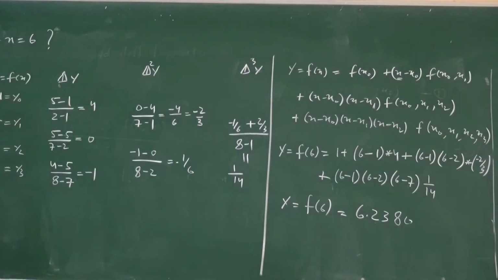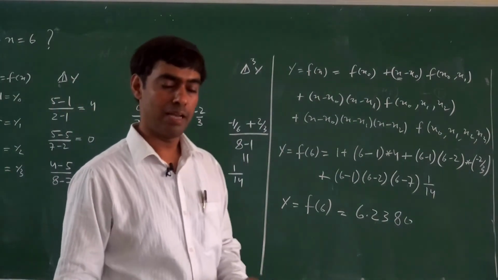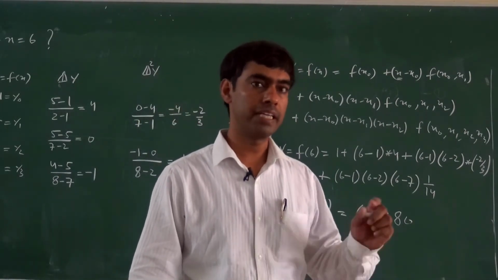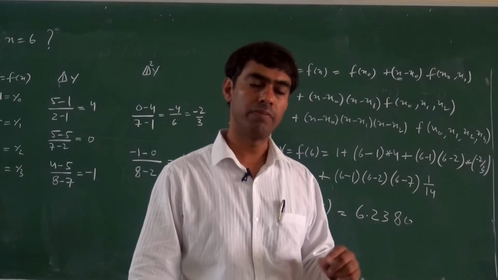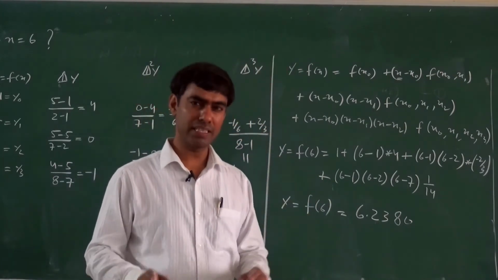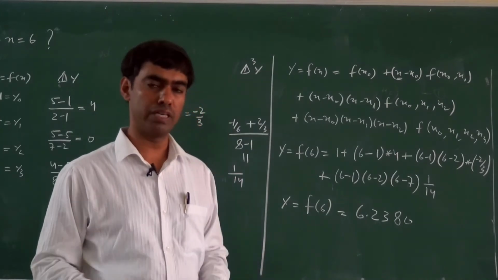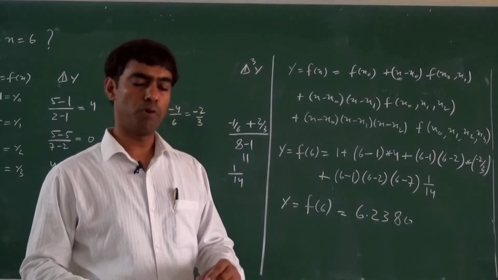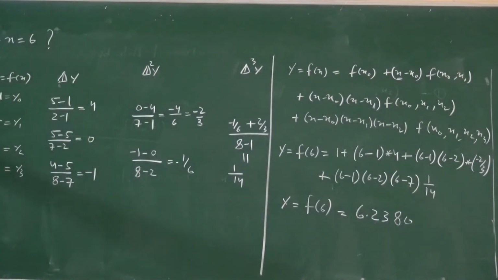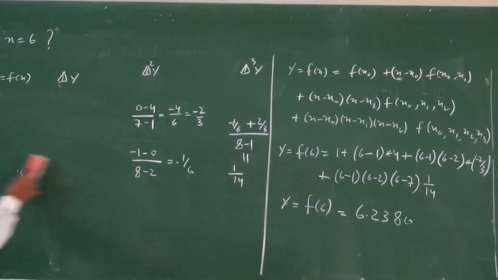Now, how do we find a polynomial which satisfies a given set of tabular values with the help of the Newton divided difference formula? Here we take a very small example and try to find a polynomial which satisfies the tabular values. So first we erase this one.